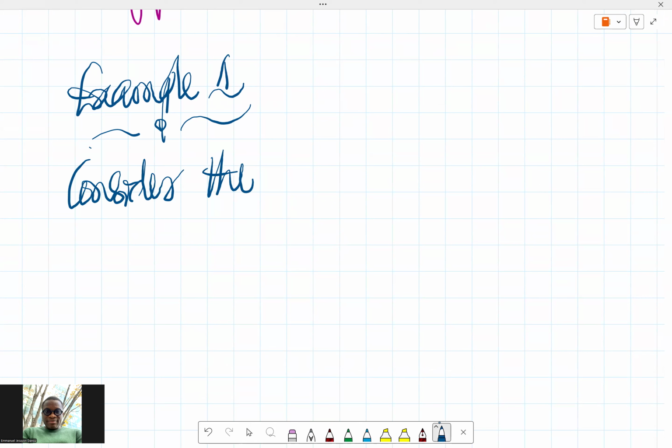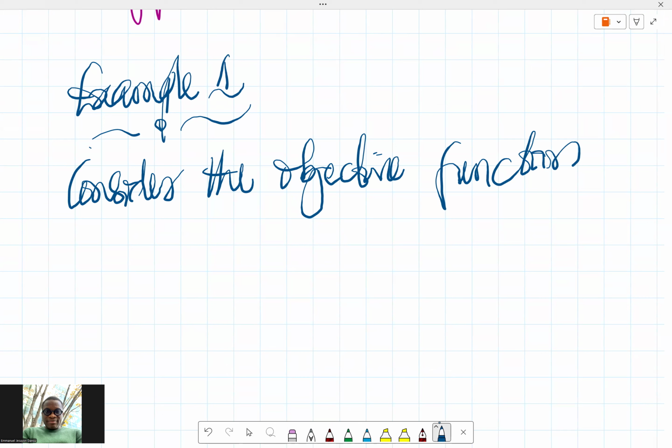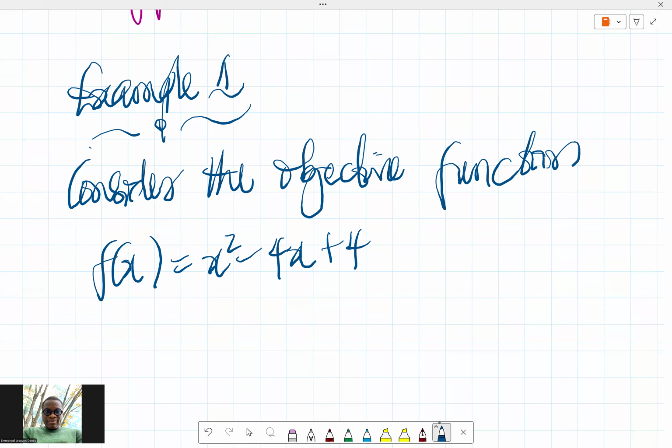Consider the objective function f of x equals x squared minus 4x plus 4. Don't forget, we are considering derivative-free methods. Most of the time, the examples we solve are very simple examples that you can actually solve using gradient-based methods. But they are very simple, so we can easily demonstrate the process. So you can use the idea to apply it to more difficult situations, okay?